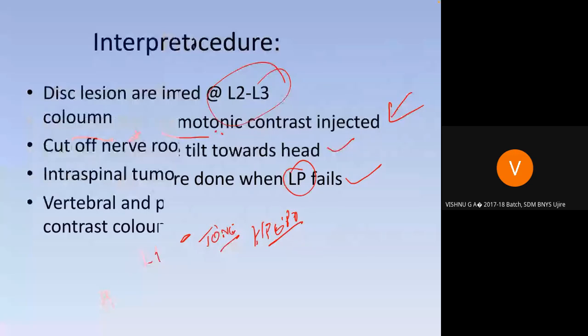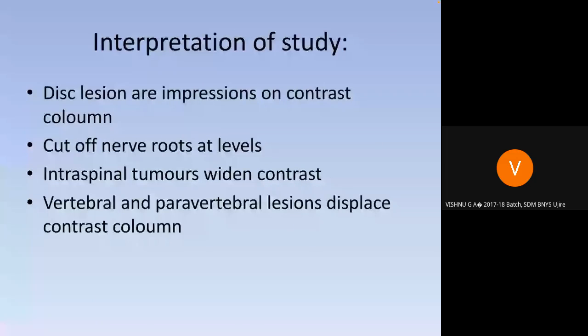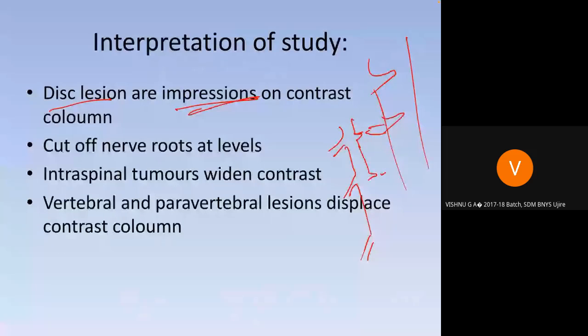Okay. Interpretation of study. If there is a disc lesion, you can have impressions. The contrast is like this, and you have impressions like this. Then we saw the image looks something like this. And if there is a nerve compression or nerve cutoff, there won't be a continuation with the nerve. We saw a normal one, but that's how it looks. And intraspinal tumors are there, and this will look bigger.